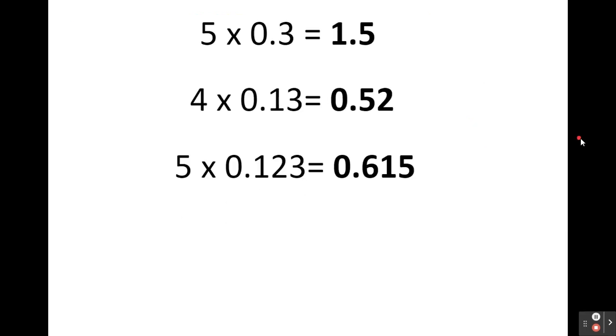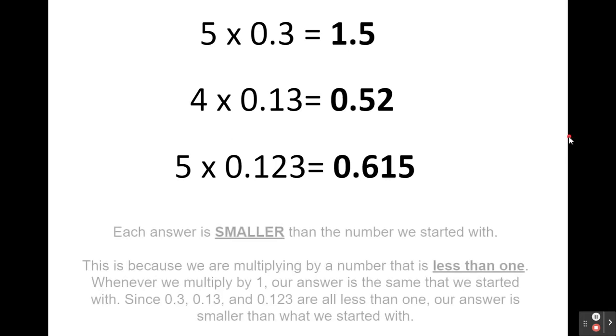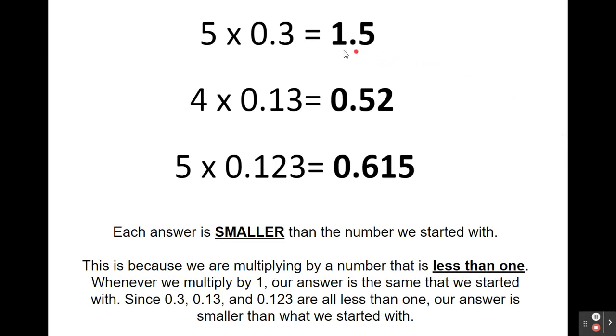Let's take a look at all the answers we've gotten. For all the problems we did earlier, each of these answers is smaller than the number we started with. 1 and 5 tenths is smaller than 5. 52 hundredths is smaller than 4. And 615 thousandths is smaller than 5.